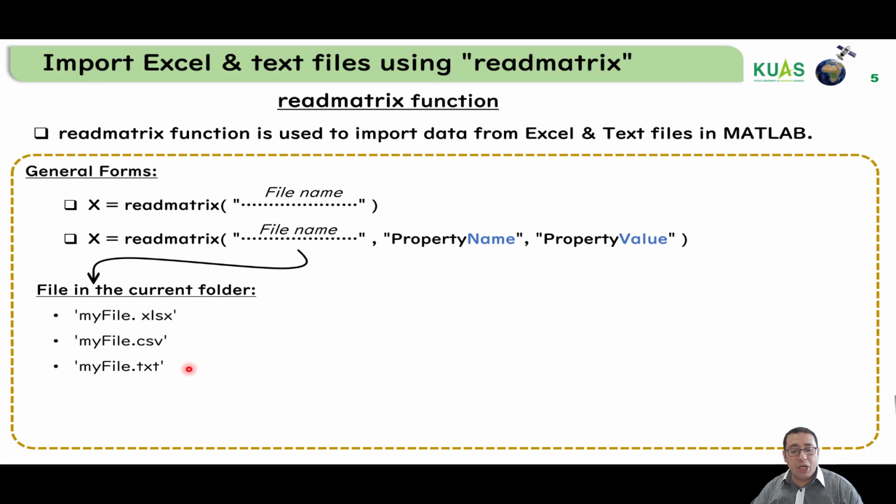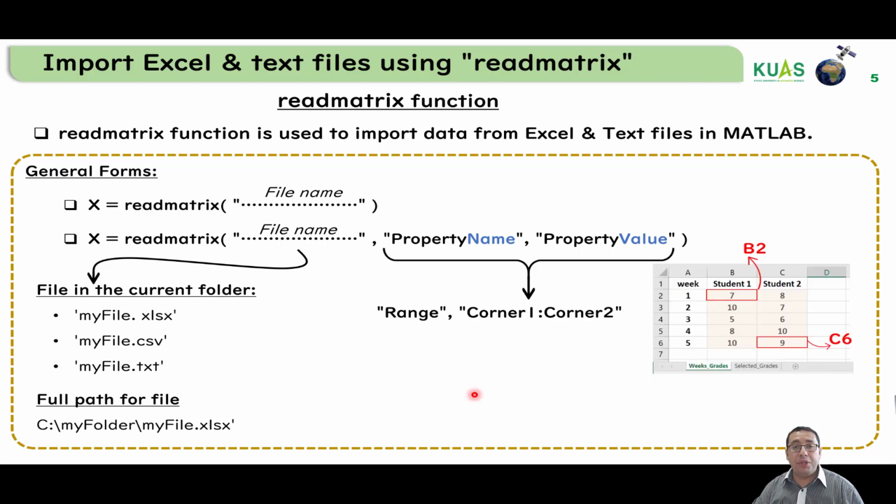We just need to write the file name with the extension if the file we need to read is in the current folder. But if we need to read the file from any other place, we need to write the full path to this folder, for example C:, then my folder, and then the file name with the extension.